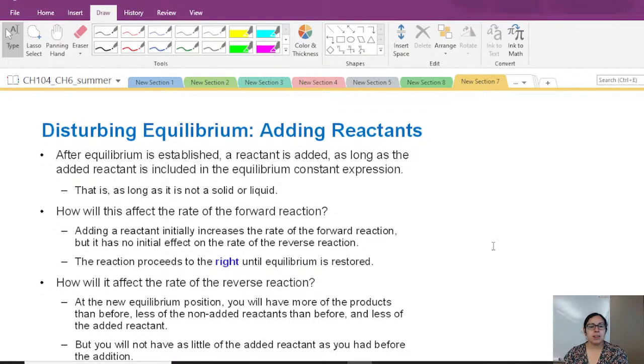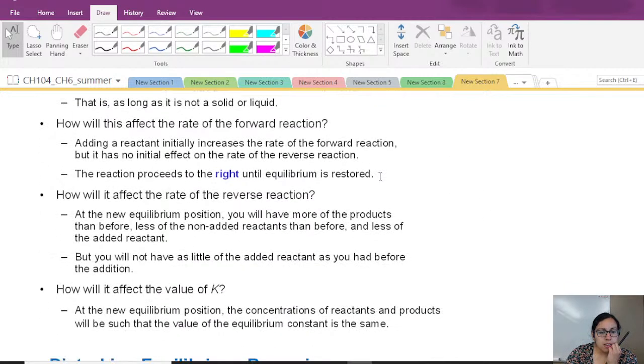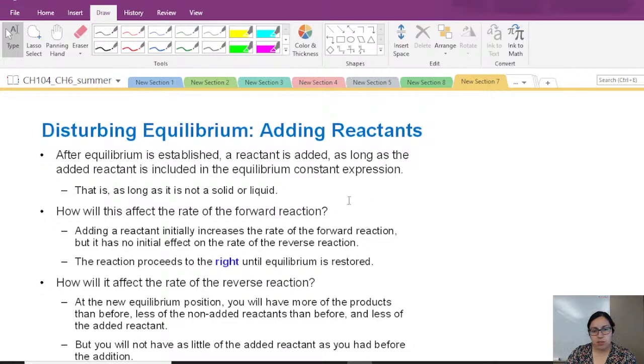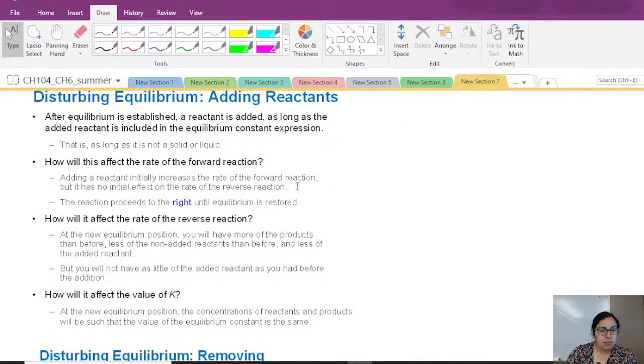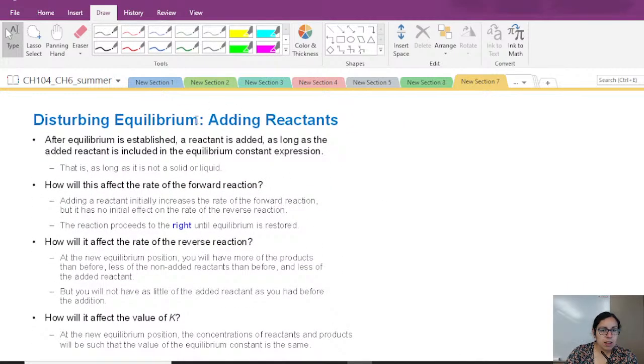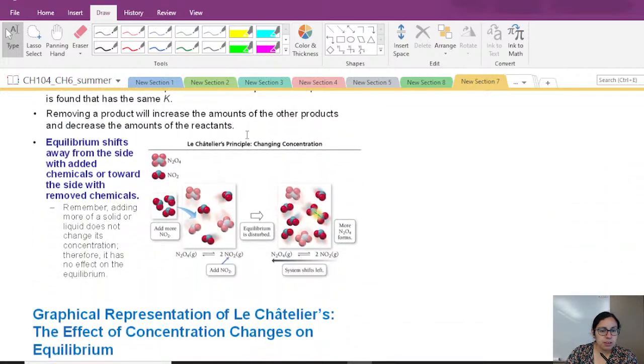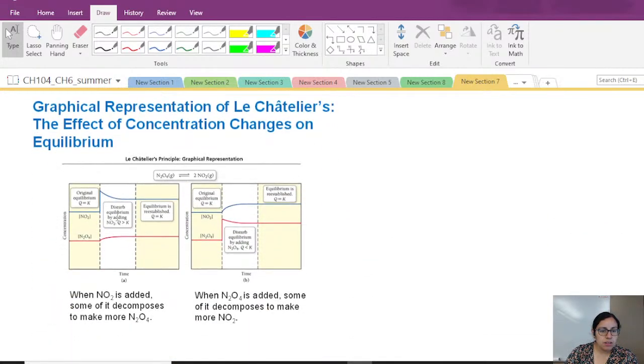And so let's look at, because this gets kind of wordy, but if we pair this with a chart, it will make more sense. So let's look at adding reactants, but let's look at our chart here.